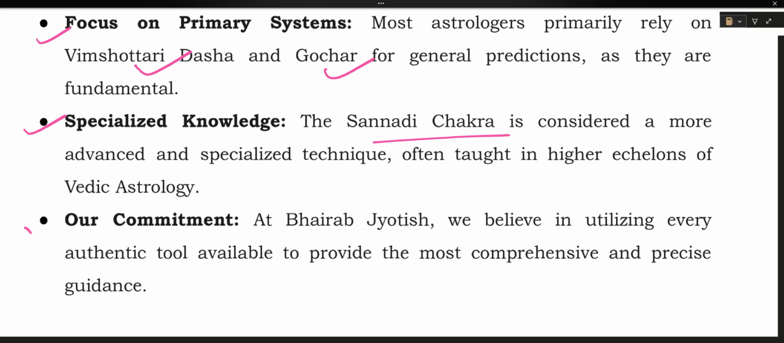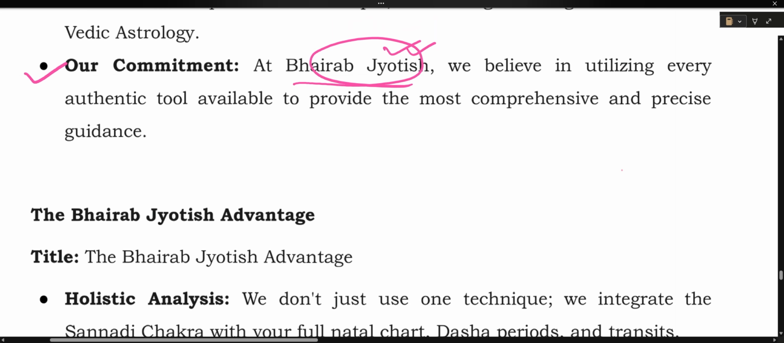So what is our commitment? In Bhairab Jyotish or Vedic Bhairab, this one is my Assamese channel and we are here in the English channel, Vedic Bhairab. We believe in utilizing every authentic tool available in the Vedic astrology system. For comprehensive and precise guidance, we will use all the tools.